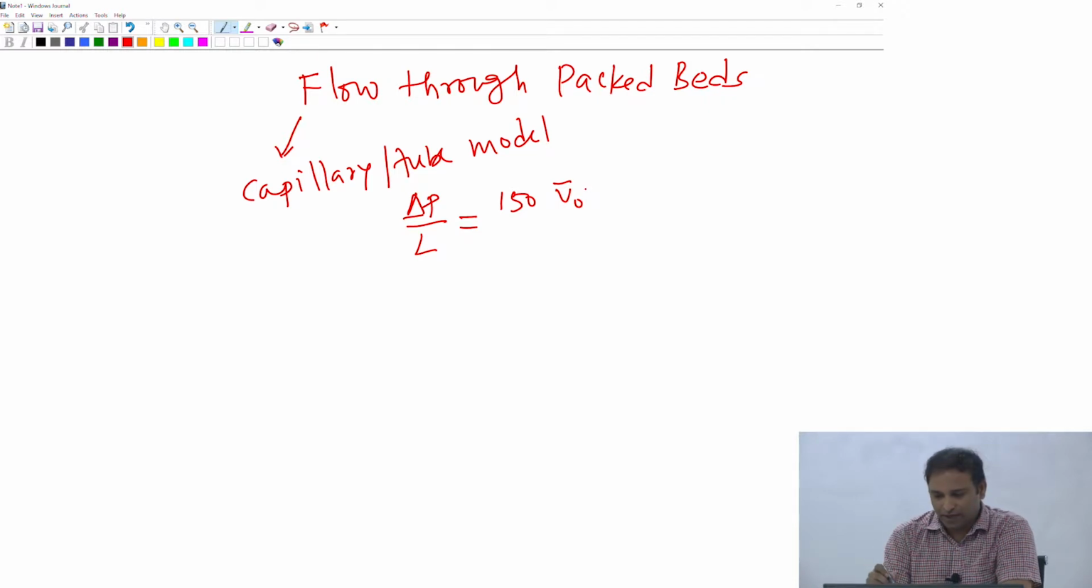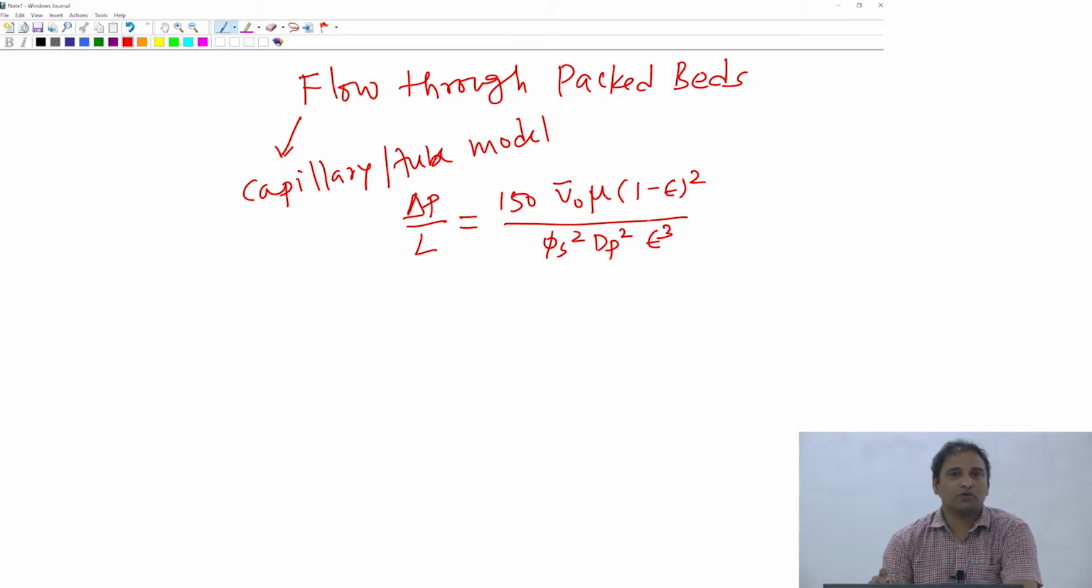liquid that's flowing through the packed bed, mu, which is the viscosity, 1 minus epsilon whole square divided by phi s square into dp square into epsilon cube, right? That's what we had developed.